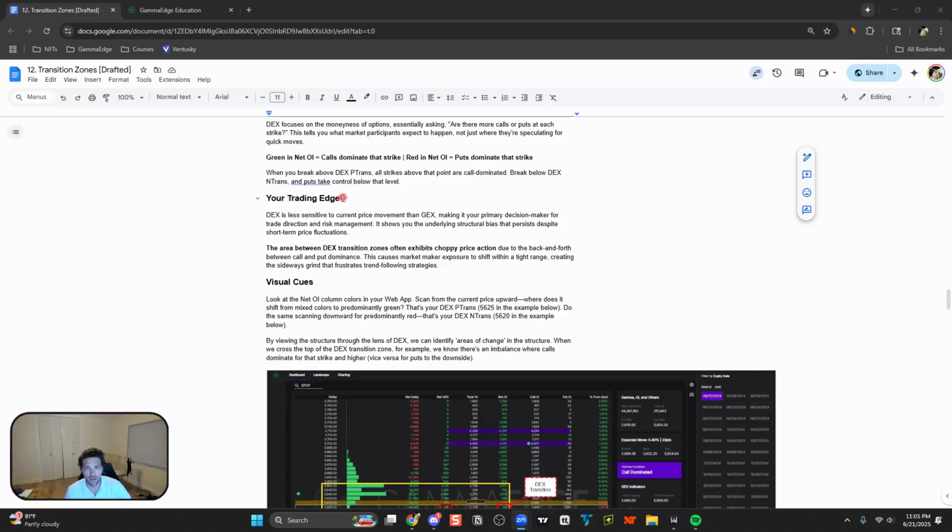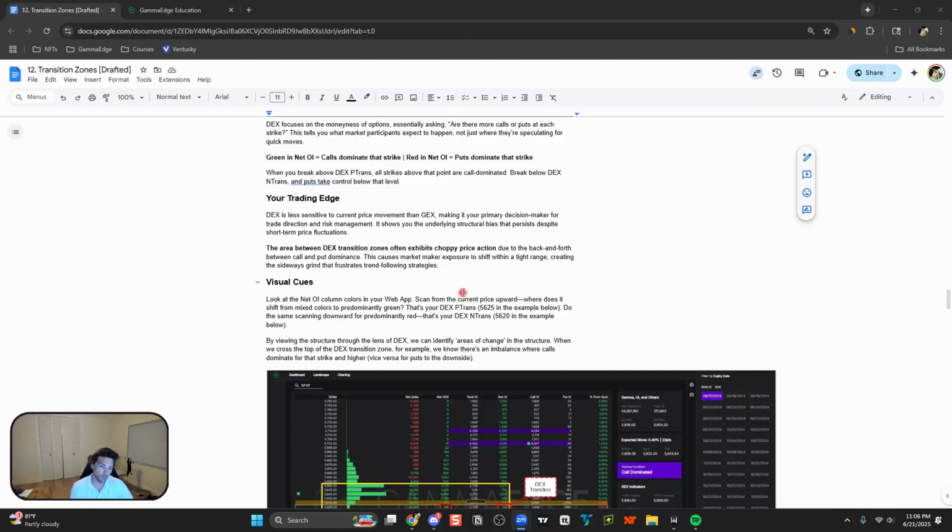DEX is less sensitive to current price movement than GEX. So delta is less sensitive than gamma, making it your primary decision maker for trading direction and risk management. It shows you the underlying structural bias that persists despite short-term fluctuations. Like the GEX transition, the area between the DEX transition often exhibits choppy price action due to the back and forth between call and put speculation.